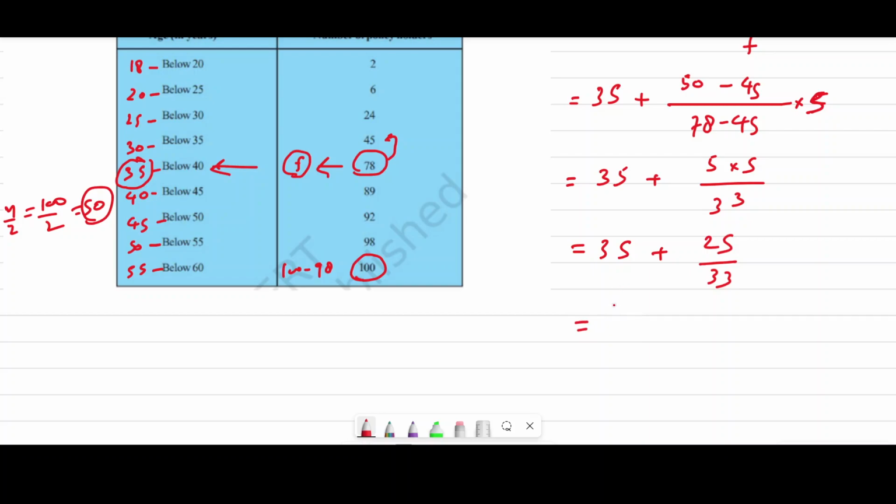Now calculate the value. Here 35 plus 0.76, so 35.76, this will be the median age. So we should move on to the next question, question number 4.